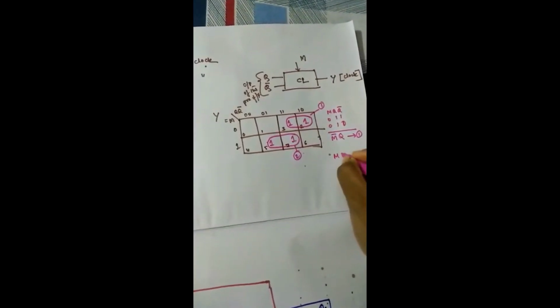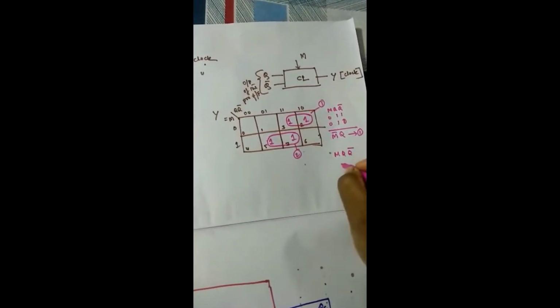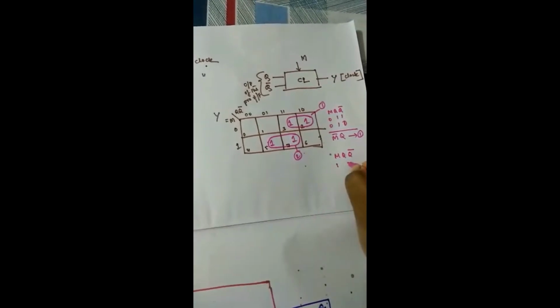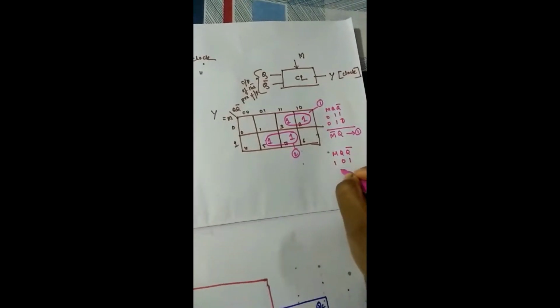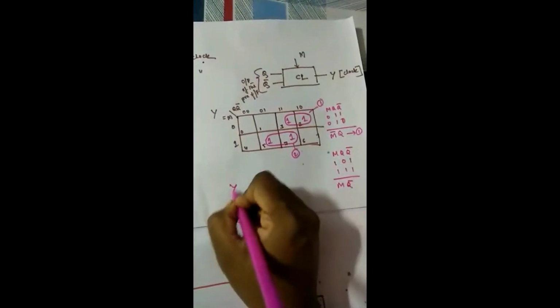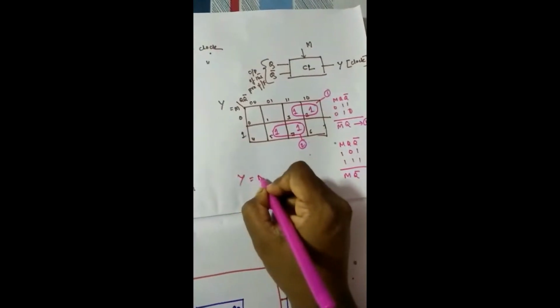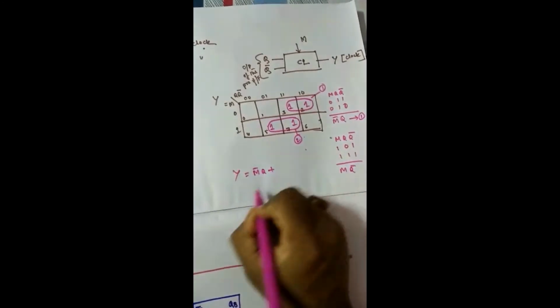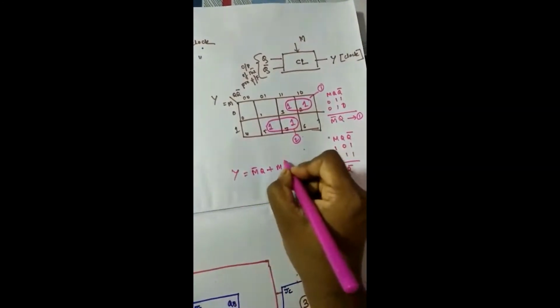For the second group, M, Q, Q bar, the combinations 1, 0, 1 and 1, 1, 1 give M Q bar. So this Y output is equal to M bar Q plus M Q bar.